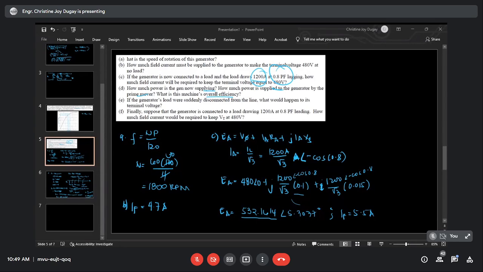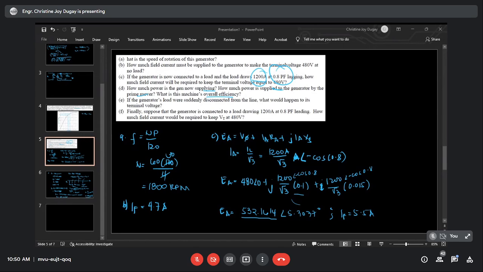Ayan, tama po. May point po si Mr. Miguel, no? Tataas po ang terminal voltage po natin. So if the generator's load is suddenly disconnected from the line, the current IA would drop to 0. Magiging 0 po ang IA po natin, and dun sa OCC po natin, magiging EA po natin is equal to V phase. And then since ang field current naman natin hindi rin nagbago, so ibig sabihin, ang EA natin hindi rin magbabago. So ang terminal voltage lang po natin ang magbabago, which is magiging equal na siya kay EA. Wherein yun yung na-calculate natin kanina, which is 532 point something, no?